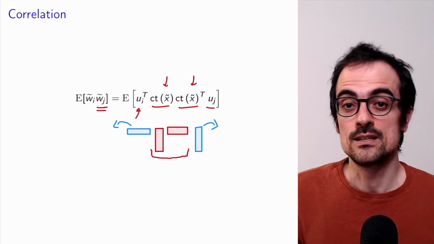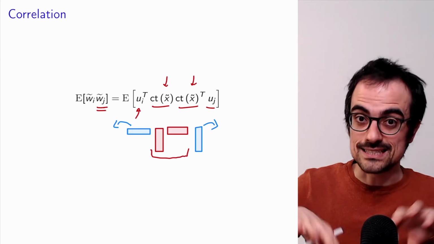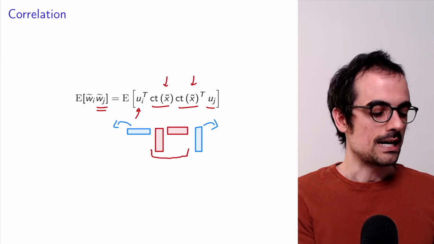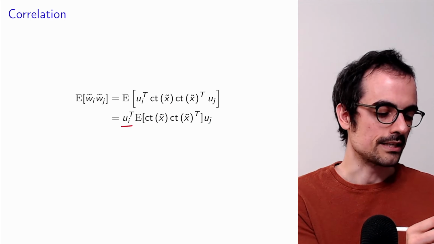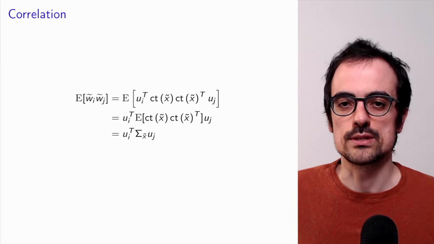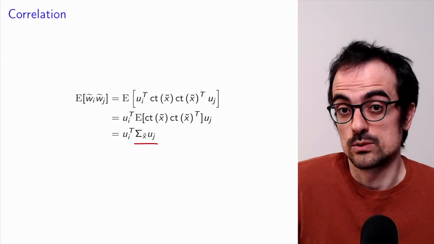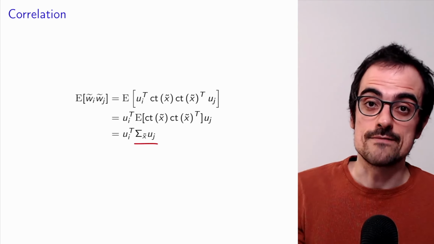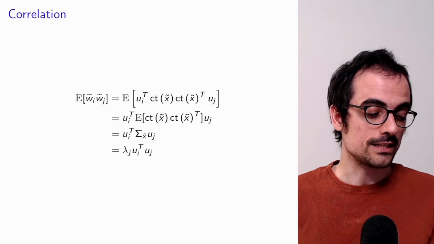I want to keep that. I need to keep that inside the mean because it's random, but I can take everything else out. And that's going to give me the covariance matrix. So these guys go out, as I just said. And now I have ui transpose times the covariance matrix times uj. Uj is, by definition, one of the principal directions. It's going to be an eigenvector of the covariance matrix with eigenvalue equal to lambda j.